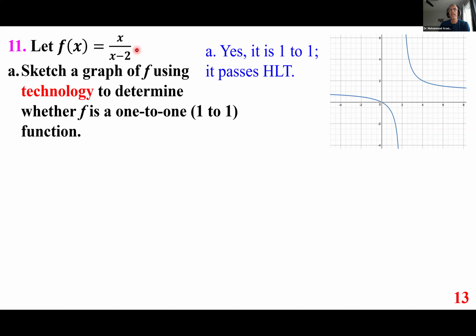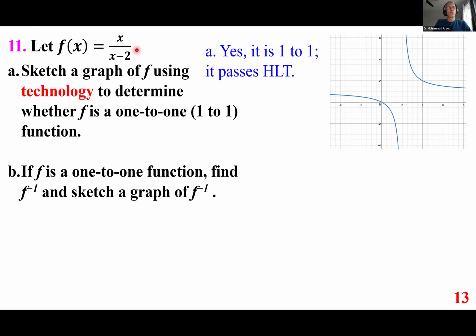It passes the HLT, horizontal line test. So what you do, you start finding the inverse function. And of course, if f is a one-to-one function, find f inverse and sketch a graph of f inverse. So what we do is that, first of all, f of x, we're going to change the name to y because it makes it easier to work.